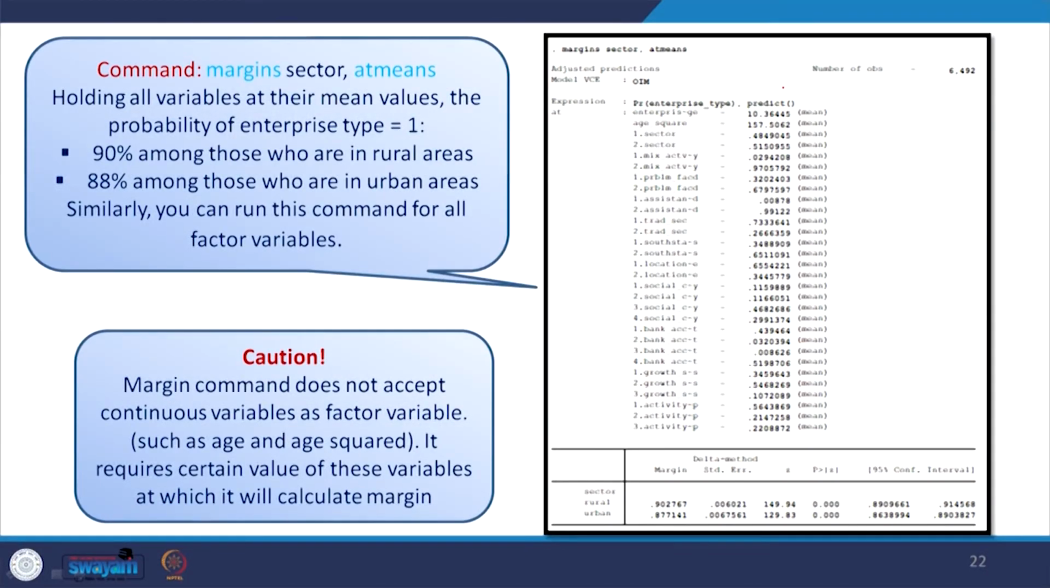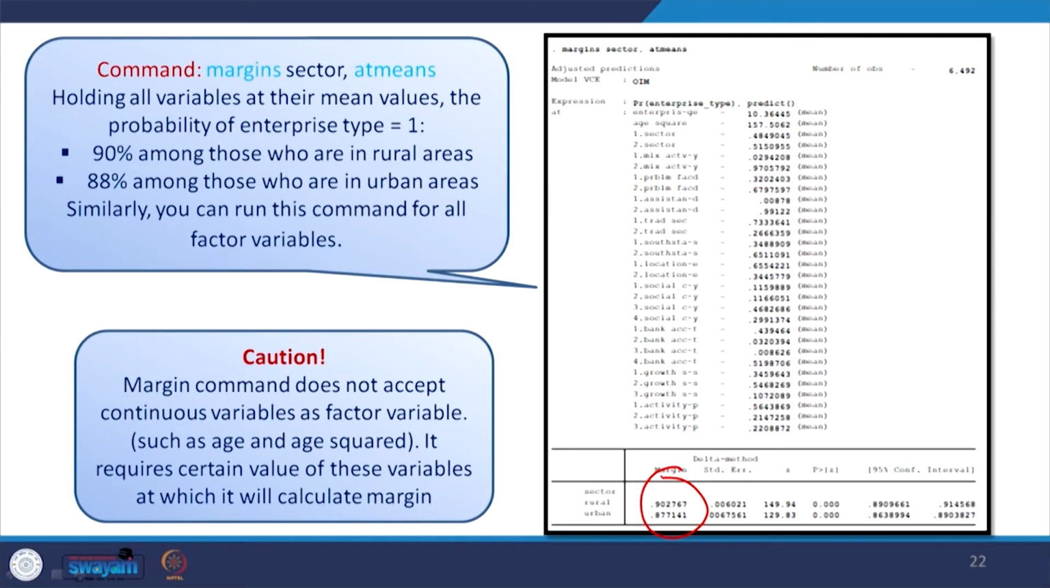Now, coming to a specific command emphasizing sector and their margin, sector-wise, which sector has higher probability, rural or urban. If you specify margins with sector, margins sector at means. Initially we said only margins at means, that gives the total model, is it not. Now, when we specify a particular categorical variable, we just wanted to know the difference between rural and urban probabilities. Now, it has given the result; you can easily get it with the same command if you try.